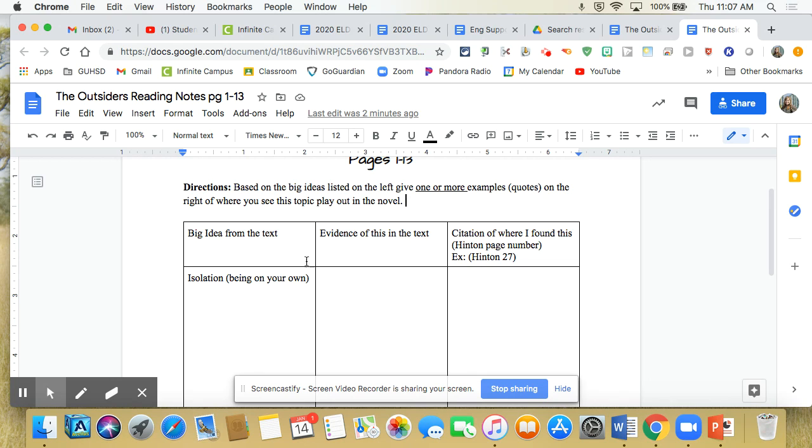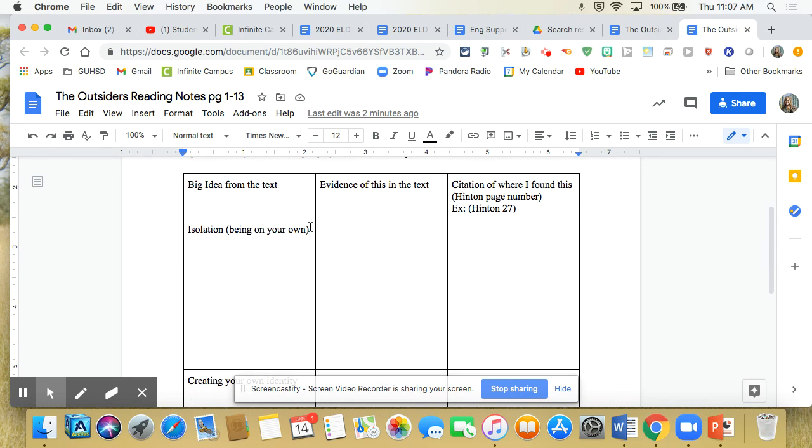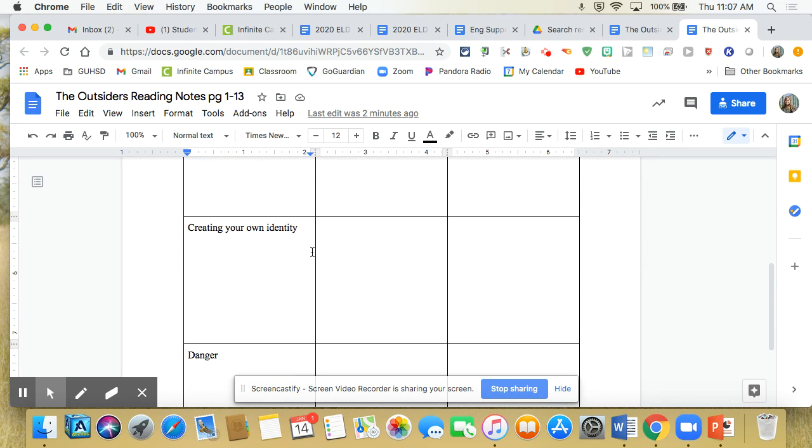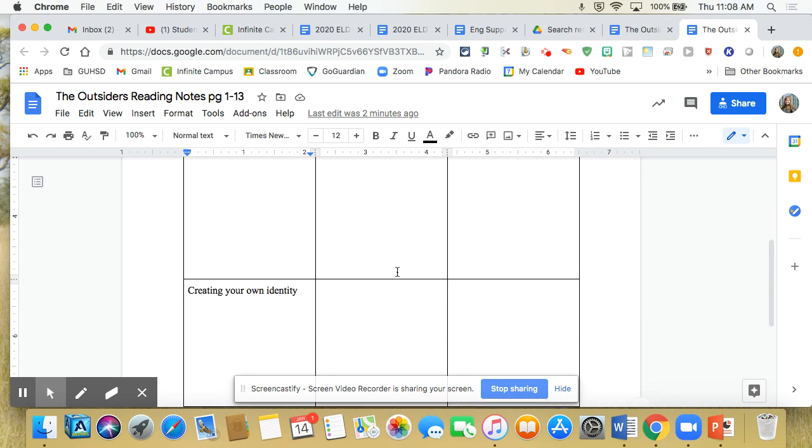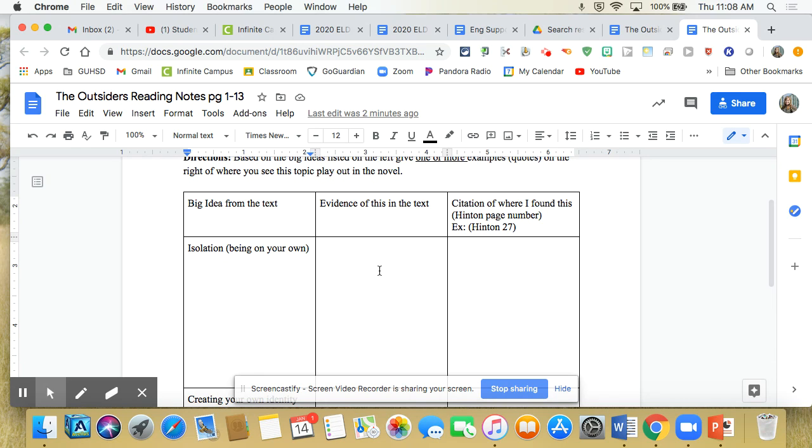What we're looking for in this particular worksheet is the idea of isolation or being left by yourself. We're also looking for creating your own identity, which means making your own personality. You don't want to be exactly like anyone else. And then we're also looking for the idea of danger or being in danger. So we're going to go through the text and find examples of that. And then we're going to list them.